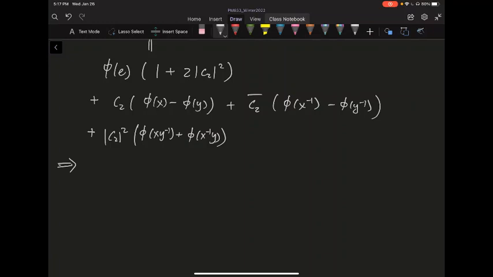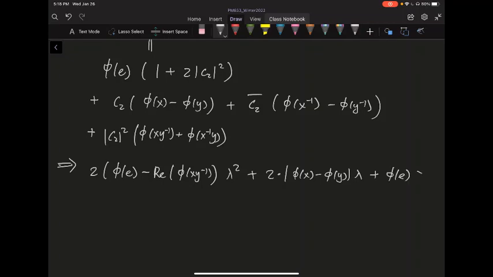Okay, so for the lambda squared term, you have twice the phi of e minus the real part of the phi of xy inverse. That's your lambda squared term. And for your lambda term, you have twice the phi x minus phi y absolute value. And then finally, you have the constant term, which is just phi of e. So this is going to be greater than or equal to 0. And one little trick is that because phi of e is real already, you can just pretend the real value is outside. So you say the real of phi e minus phi of xy inverse.